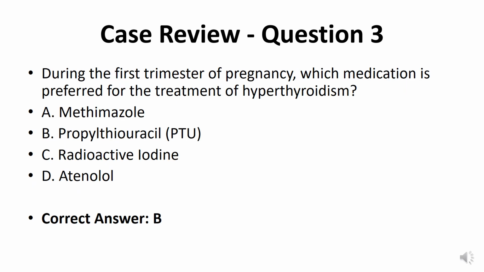This question focuses on the management of hyperthyroidism during pregnancy, especially during the critical first trimester when fetal organ development is occurring. The correct answer is B, propylthiouracil, commonly called PTU.